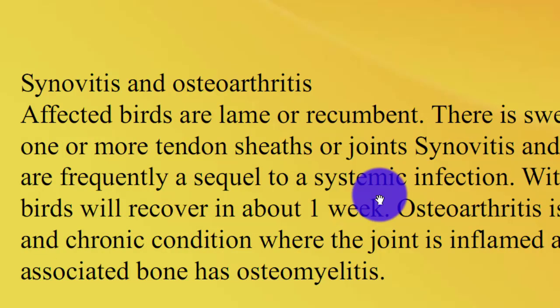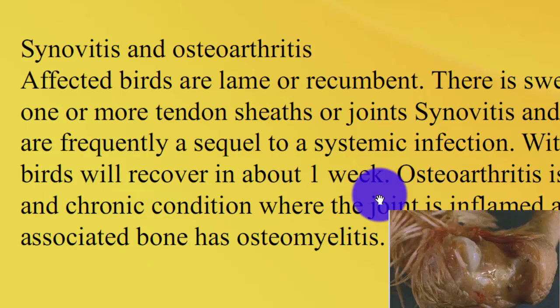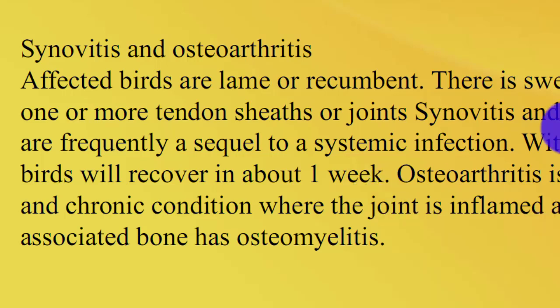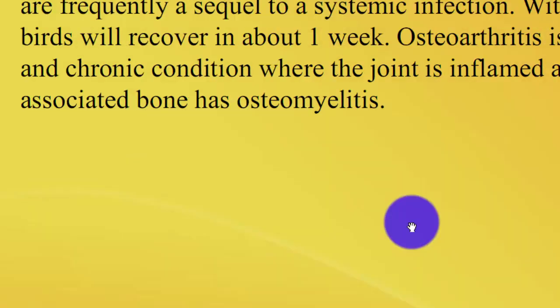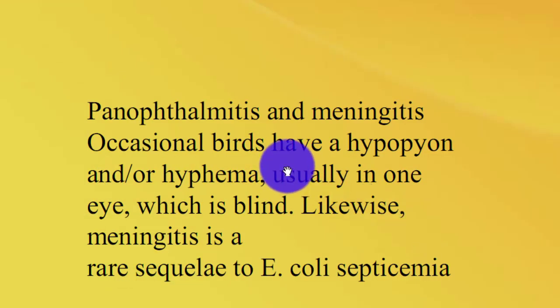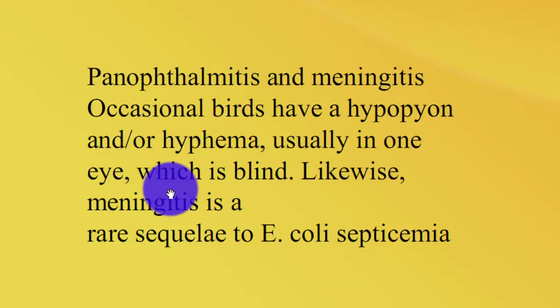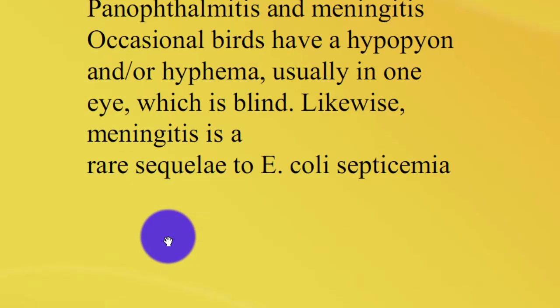Synovitis and osteoarthritis. Affected birds are lame or recumbent. There is swelling of one or more tendon sheaths or joints. Synovitis and osteoarthritis may be associated with bone osteomyelitis. Panophthalmitis and meningitis. Occasionally birds have hypopyon and/or hyphema, usually in one eye, which is blind. Likewise, meningitis is a rare sequela to E. coli septicemia.